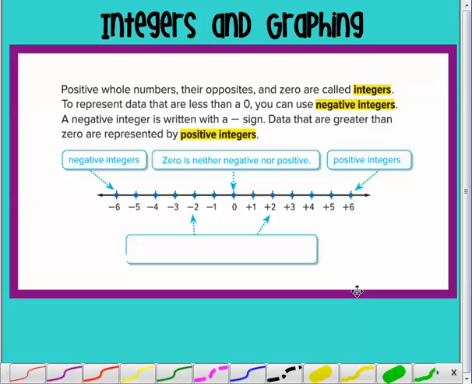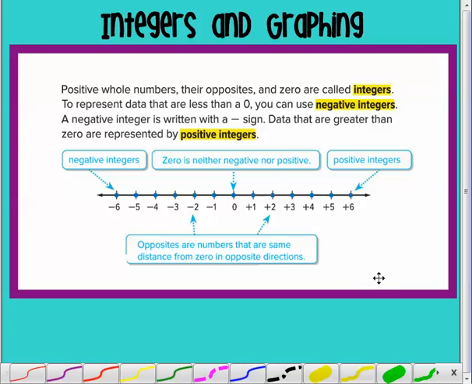Now I want to go back for a moment and talk about that term opposite. Numbers that are opposite are simply numbers that have the same distance from 0 but are in opposite directions on the number line. So for example, +2 has an opposite of -2. They're the same distance from 0, but they're lying in opposite directions.